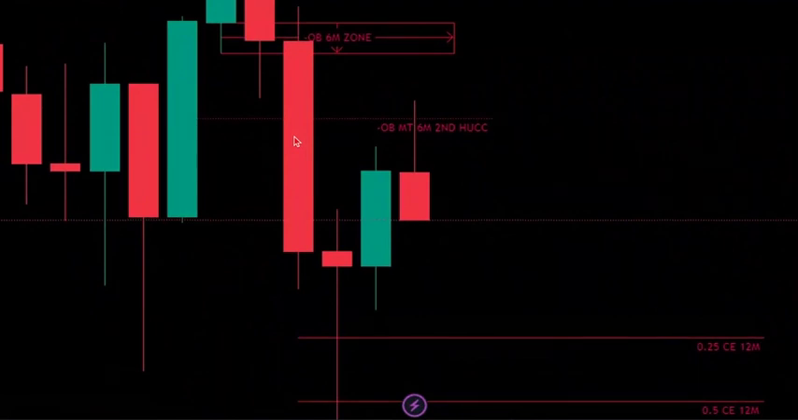So I'm going to mark up the highest up close candle. And I'm going to mark up the second to highest up close candle, because it may not respect the highest up close candle. It may respect the second to highest up close candle. You just saw it for yourself, right? Yeah, exactly. So it's guaranteed damn near.